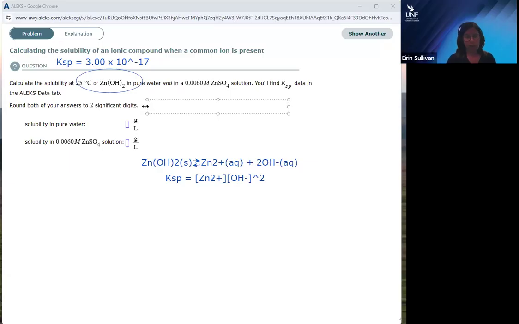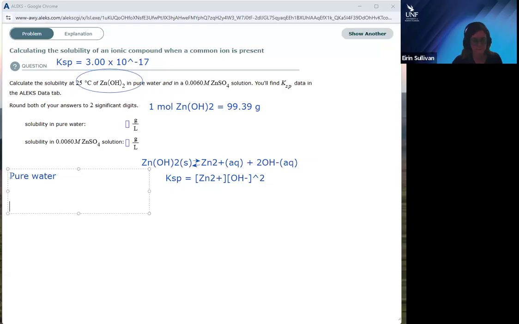So we do need to know the molar mass of our sparingly soluble compound, which is our zinc hydroxide, and that is about 99.39 grams per mole. So every 1 mole of zinc hydroxide weighs 99.39 grams. All right, so that'll do. So I can then go ahead and type for just in pure water.